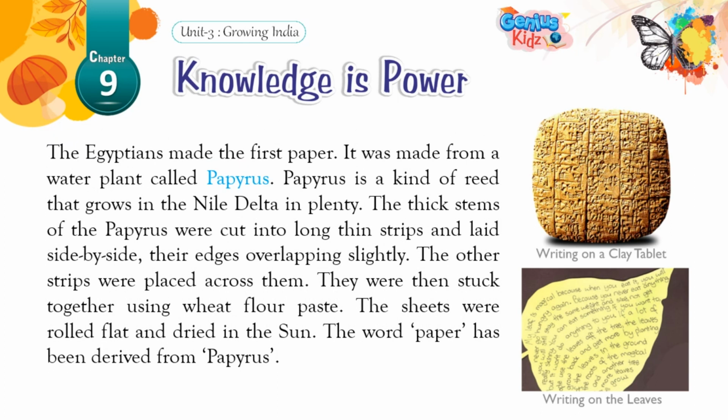The Egyptians made the first paper. It was made from a water plant called papyrus. Papyrus is a kind of reed that grows in the Nile Delta in plenty. The thick stems of the papyrus were cut into long thin strips and laid side by side, their edges overlapping slightly. The other strips were placed across them. They were then stuck together using wheat flour paste. The sheets were rolled flat and dried in the sun. The word paper has been derived from papyrus.